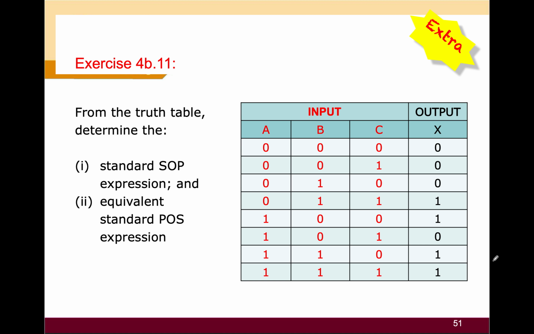Over here you were given the exercise for B.11. You can try it, and the input and output are already given. What you need to do is find the SOP and then the POS. It's very easy. Remember, for SOP, you look into the output of 1 and convert it into SOP, and for POS, you look into the 0. So both are 4.